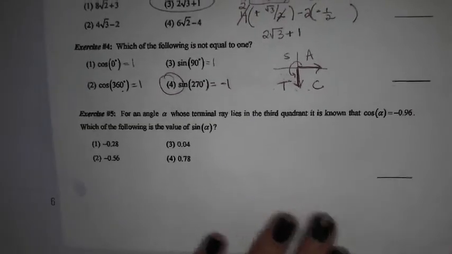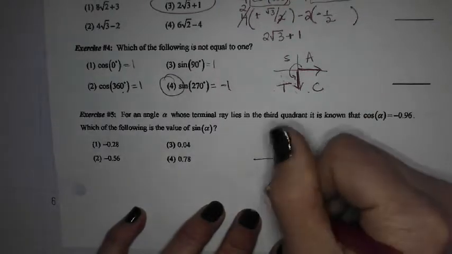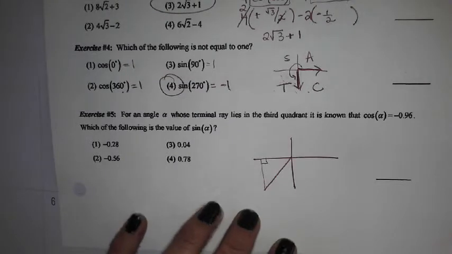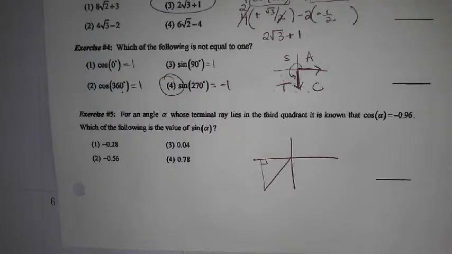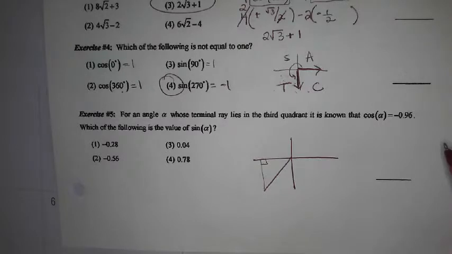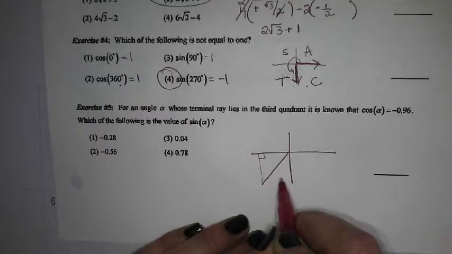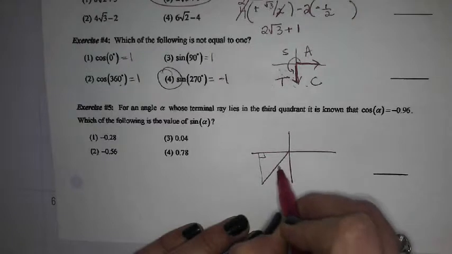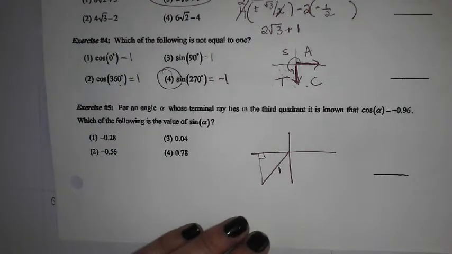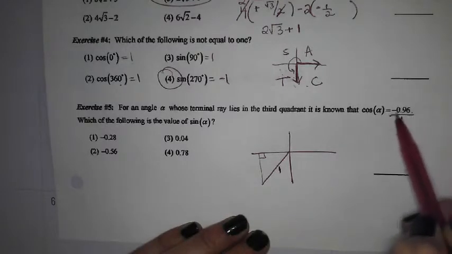And then exercise 5: for an angle alpha whose terminal ray lies in the 3rd quadrant. Draw it. Draw it, draw it, draw it. 3rd quadrant. Drop your triangle. For an angle whose terminal ray lies in the 3rd quadrant, it is known that the cosine is negative 0.96. I think it's a little odd. I think we should assume that we're in the unit circle. Just make this 1. And then because this is over 1, negative 0.96, just make it a fraction, you put it over 1.